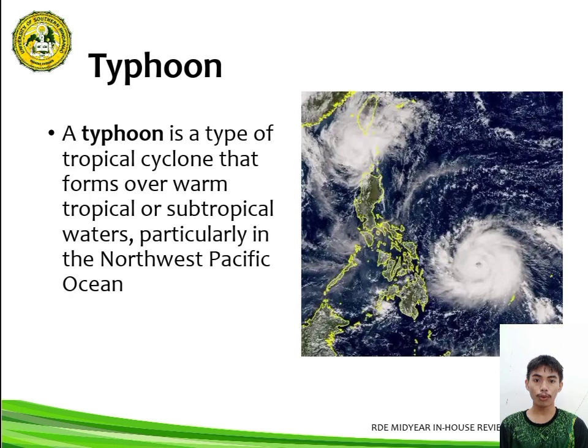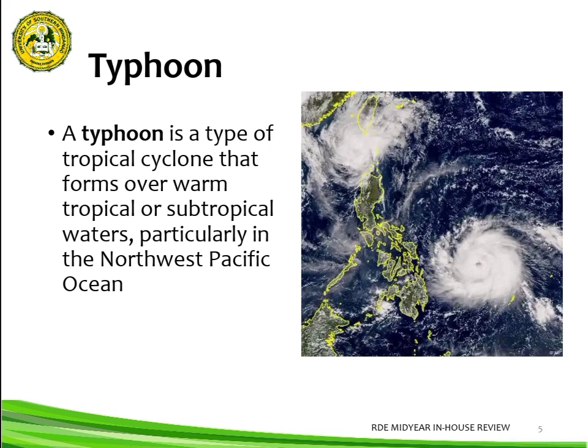So what is a typhoon? A typhoon is a type of tropical storm, a tropical cyclone that forms over warm tropical or subtropical waters, particularly in the Northwest Pacific Ocean. Typhoons bring strong winds, heavy rains, and cause floods, landslides, and storm surges. So a typhoon has a structure and parts that we are going to discuss: the eye, the eye wall, and the rain bands.